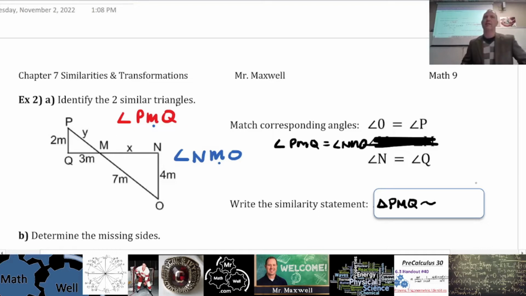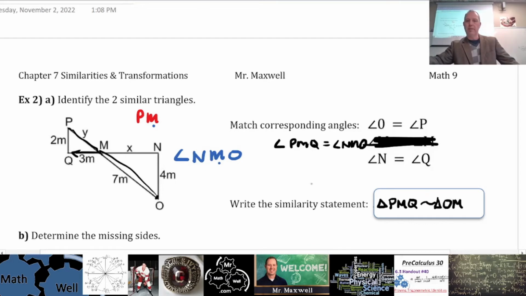And how we write the second triangle is actually really important. We have to line up the angles that are the same. We have to write them in the same order. So remember, we went P, M, Q. So I have to start with O, because that matches with P. So triangle O. And then I got to go to M. And then I got to go to N. Okay, so PMQ is similar to OMN. And thus that order does actually matter. That order is important.